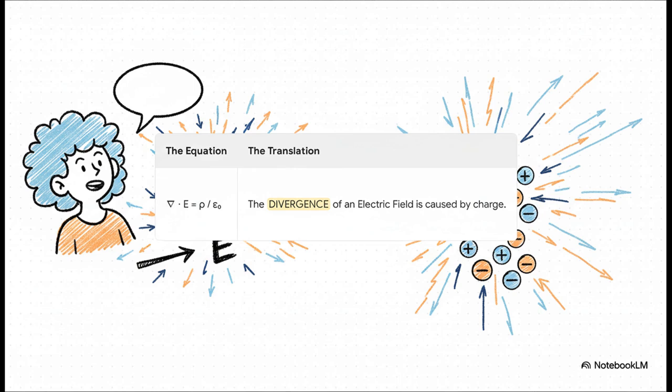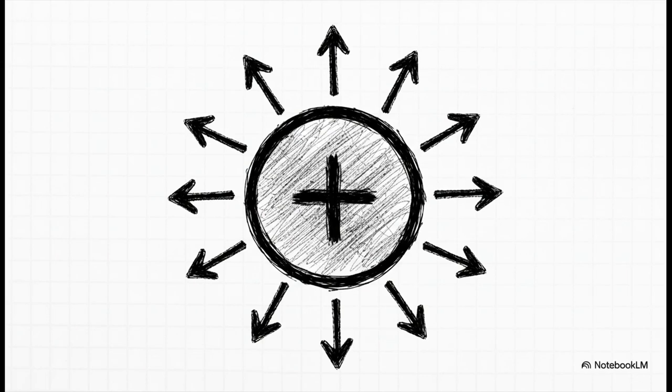Our universal translator, that del operator, is asking the electric field E about its divergence. Is it spreading out? And the equation gives us a clear answer. The spread is caused by charge. To put it even more simply, electric fields have a source. They start on positive charges and spread out from there. They have a definitive beginning.